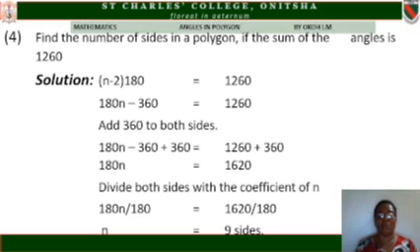So we have now 180n minus 360 plus 360 is equal to 1260 degrees plus 360 degrees. So 180n now is equal to 1620. Then divide both sides by the coefficient of n, which is 180. 180n divided by 180 will give us n, and 1620 divided by 180 will give us 9. Thus, this polygon has 9 sides.